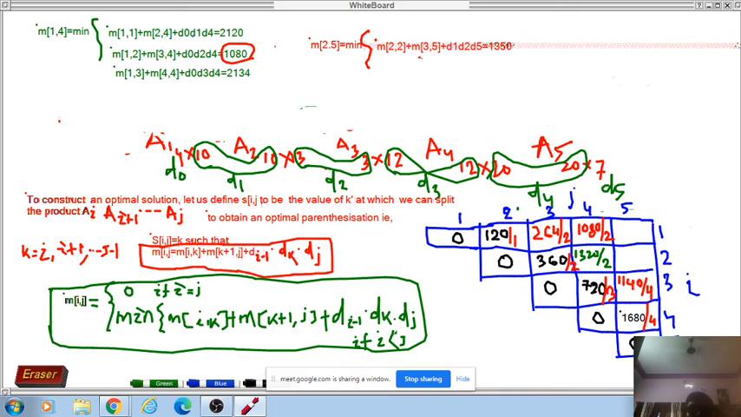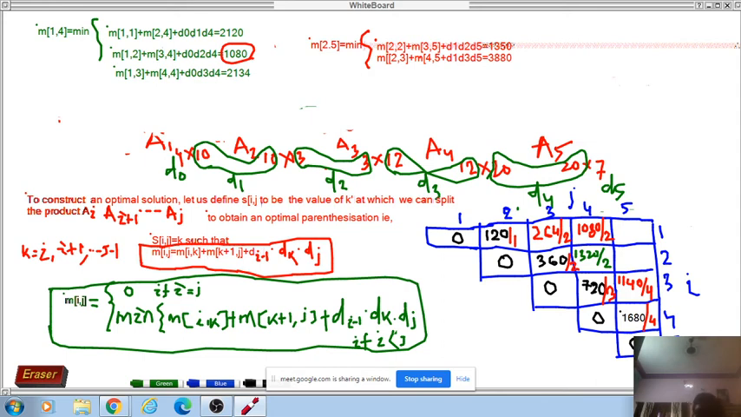Okay. Next value, m of 2 3 plus m of 4 5 plus d1 d3 d5. Very nice. This value will be coming like something around 3880, whatever you can choose, because I am writing around the value. Next, you can check it.